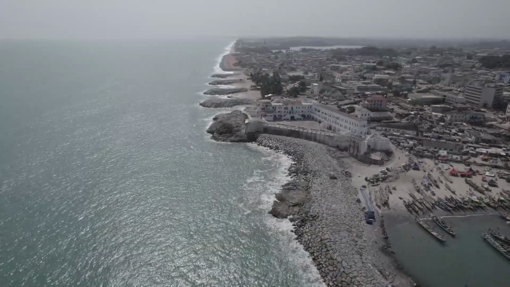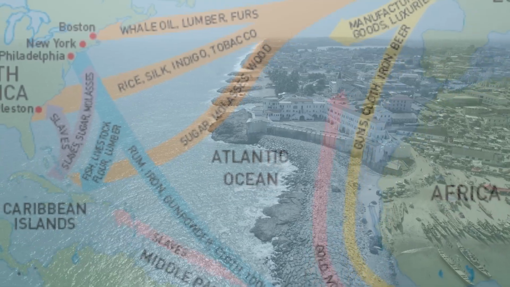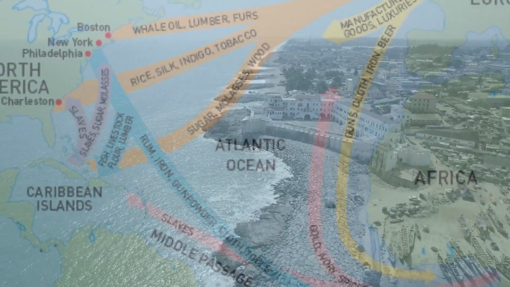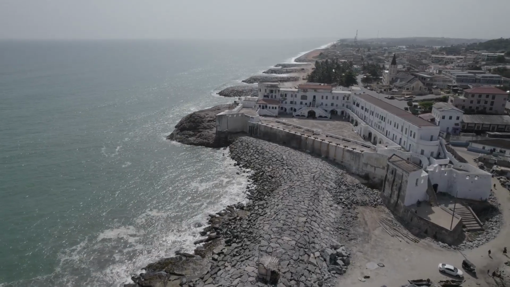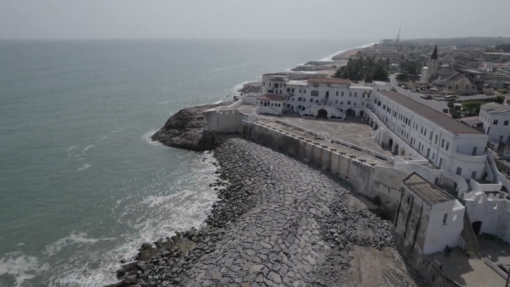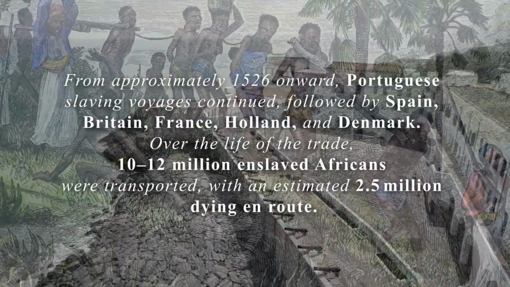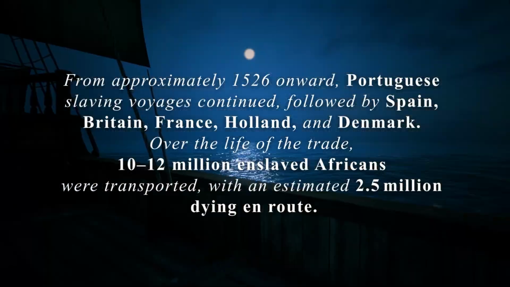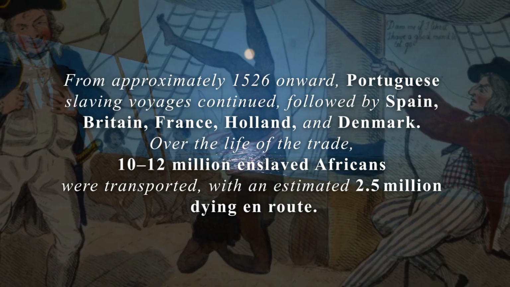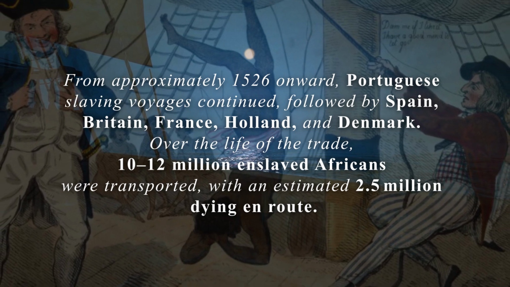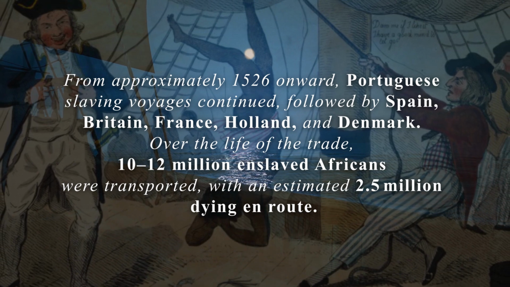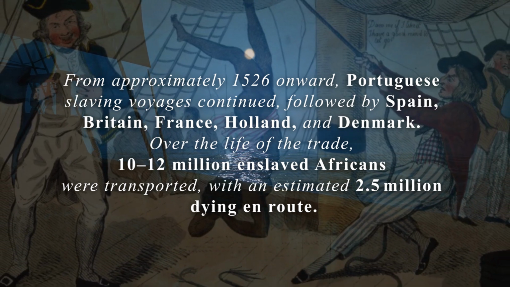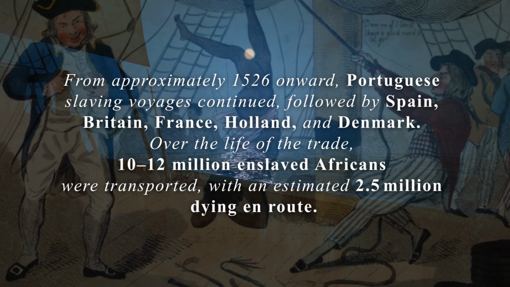The trade formed the notorious triangle: European goods sold to Africa, captives shipped to the Americas, the Middle Passage, marked by brutality, overcrowding, disease, and high death rates, and plantation goods, sugar, tobacco, cotton, sent back to Europe. From approximately 1526 onward, Portuguese slaving voyages continued, followed by Spain, Britain, France, Holland, and Denmark. Over the life of the trade, 10 to 12 million enslaved Africans were transported, with an estimated 2.5 million dying en route.